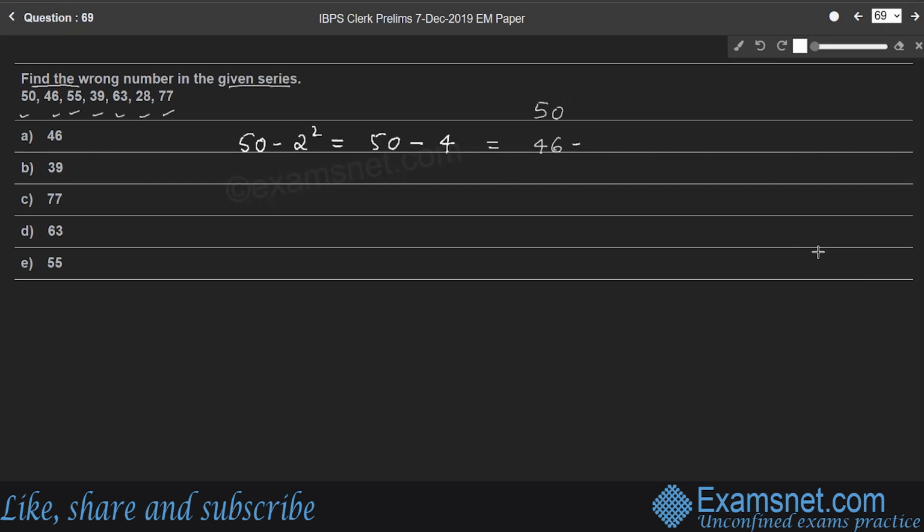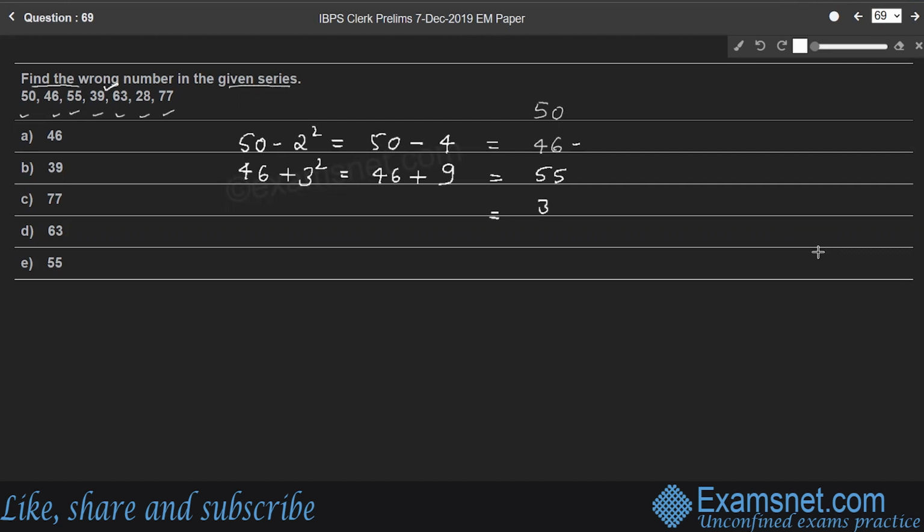And again, the third number is 55. How do we get 55 from 46? When some number is added to 46, we'll get 55. And that number is 9. Here 9 is 3 squared. Right? So what is the fourth number?